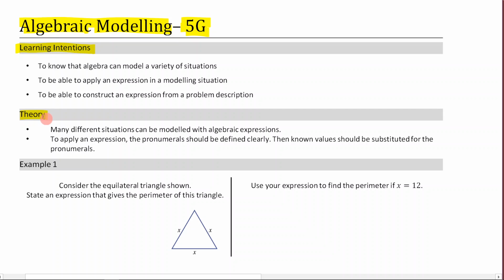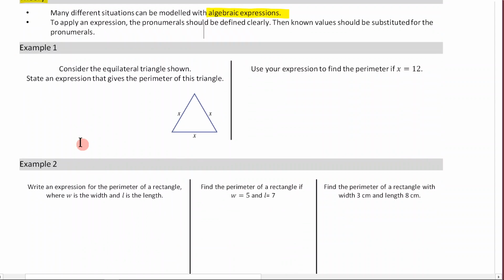Let's first talk about a bit of theory here. It says many different situations can be modeled with algebraic expressions. To apply an expression, the pronumeral should be defined clearly. The known value should be substituted for the pronumerals. So we'll be seeing this in practice very soon. Let's begin with example 1.